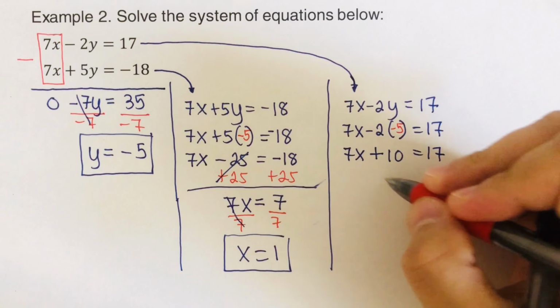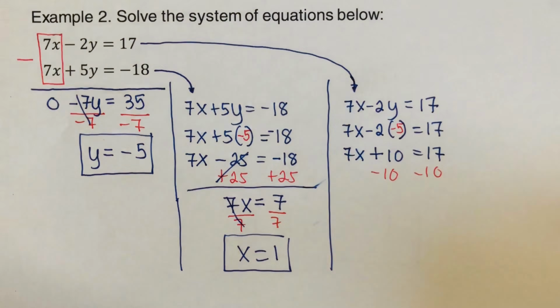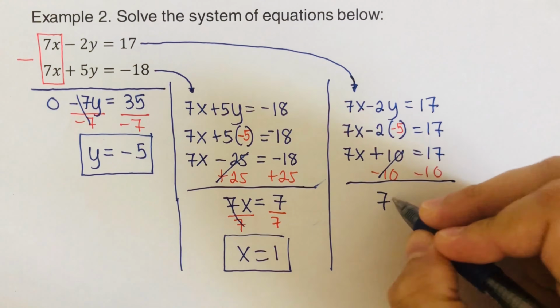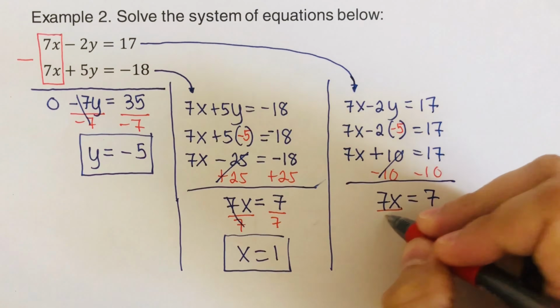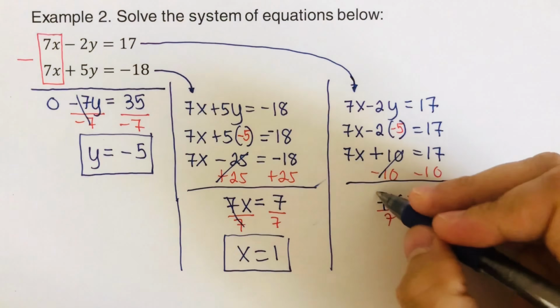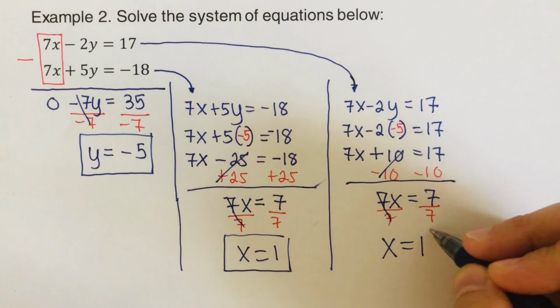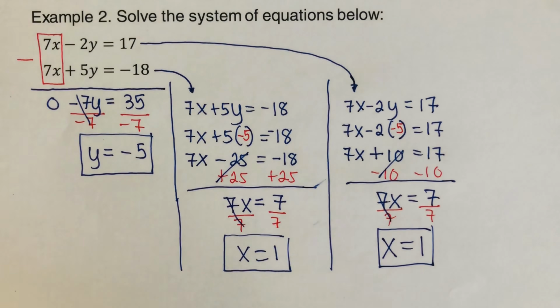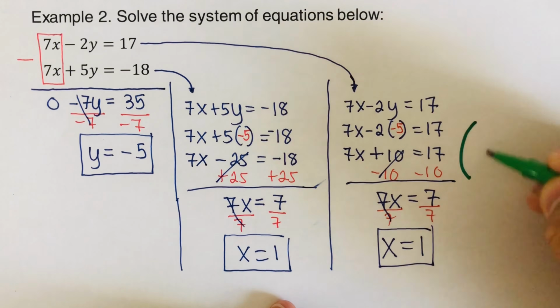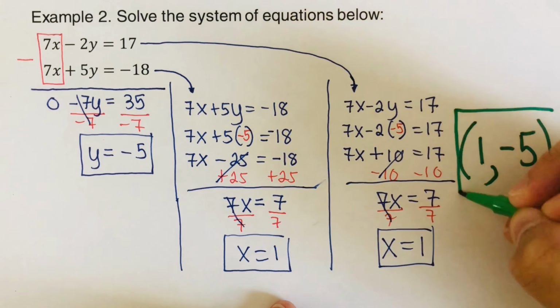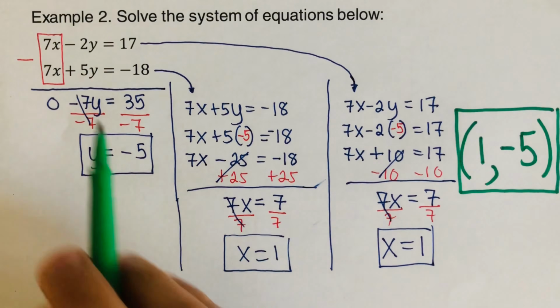So then we subtract 10 from both sides, minus 10. So then we are left with 7x is equal to 17 minus 10, which is 7. And then we divide both sides by 7. So then we are left with x is equal to 1. So as you can see, both equations were able to come up with the x value, which is 1. So the point of intersection between these two lines, if we graph it, would be 1 and negative 5. So this is the point of intersection between these two lines that we got over here.